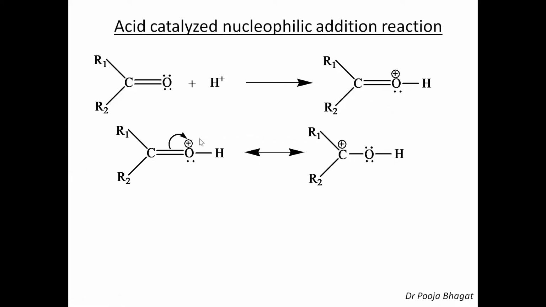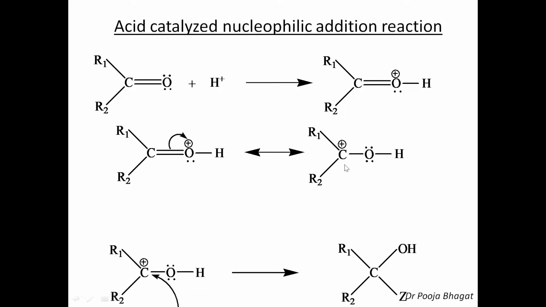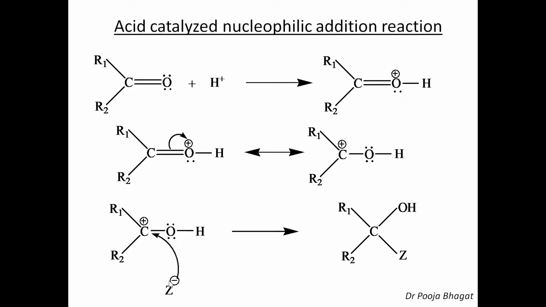Then oxygen being electronegative cannot have the positive charge, or you can say positive charge on the oxygen is not stable due to the high electronegativity of the oxygen. So pi electrons will be shifting towards the oxygen. So now there is a single bond. Oxygen is having positive charge and pi electrons are shifting, so oxygen becomes neutral and carbon will have complete positive charge. And now the nucleophile Z negative will attack here. So it is OH and Z.